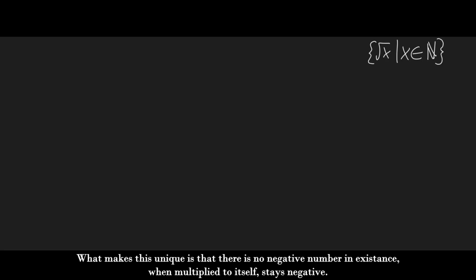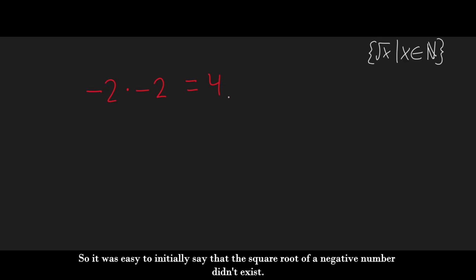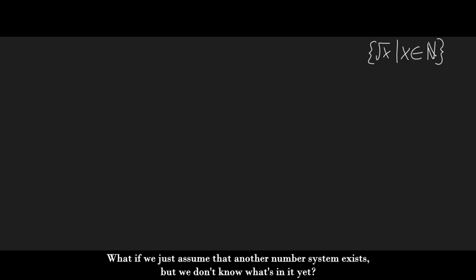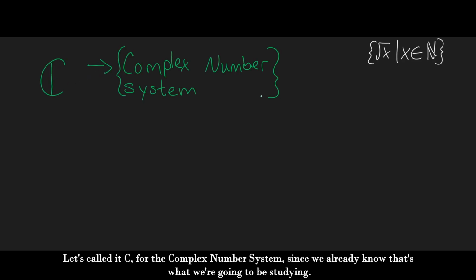What makes this unique is that there is no negative number in existence that, when multiplied by itself, stays negative. That is because two negative numbers being multiplied always produces a positive number. So it was easy to initially say that the square root of a negative number didn't exist. What if we just assume that another number system exists, but we don't know what's in it yet? Let's call it C for the complex number system, since we already know that's what we're going to be studying.